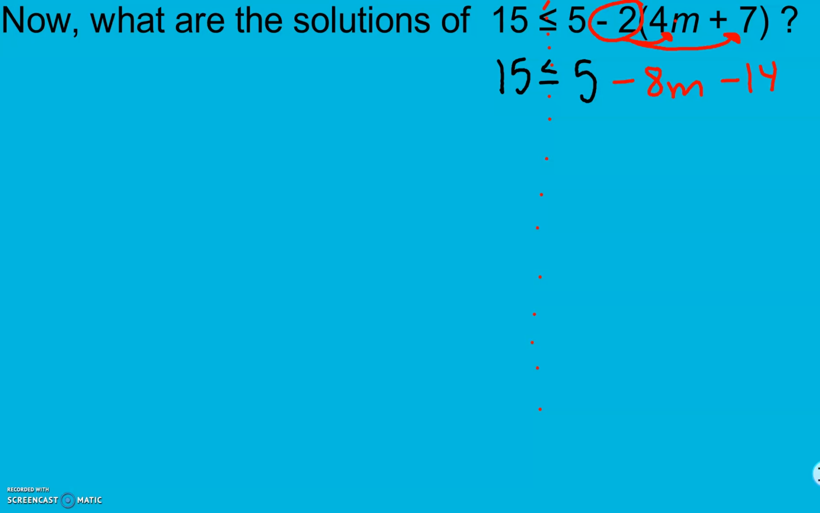My right side is still not as simple as I can get it because I have like terms here. 5 minus 14 gives me negative 9. I still have that minus 8m, and my inequality relationship didn't change with my 15 there. Both sides are as simple as I can get them now. Both expressions are simplified, so I can solve.